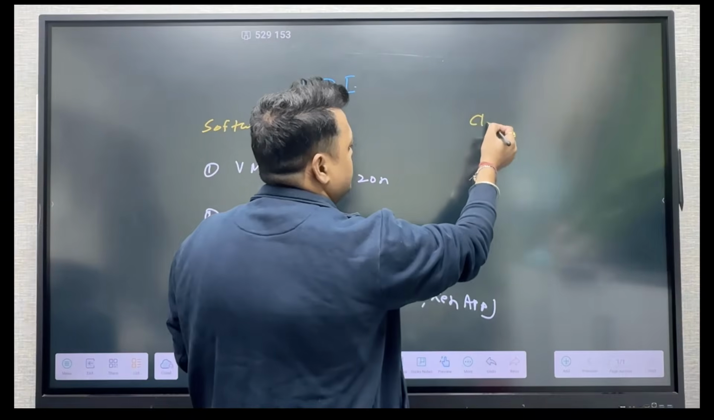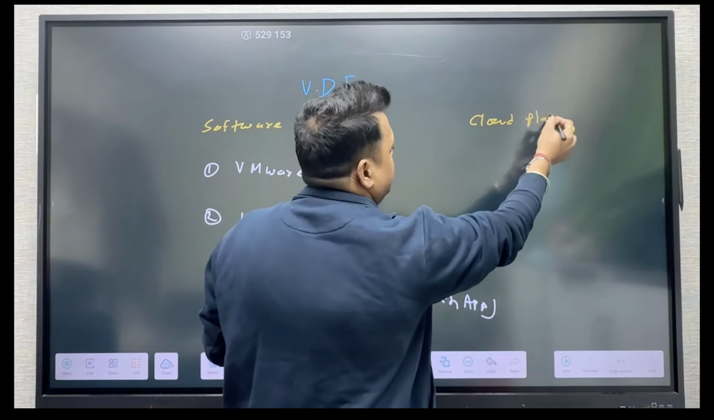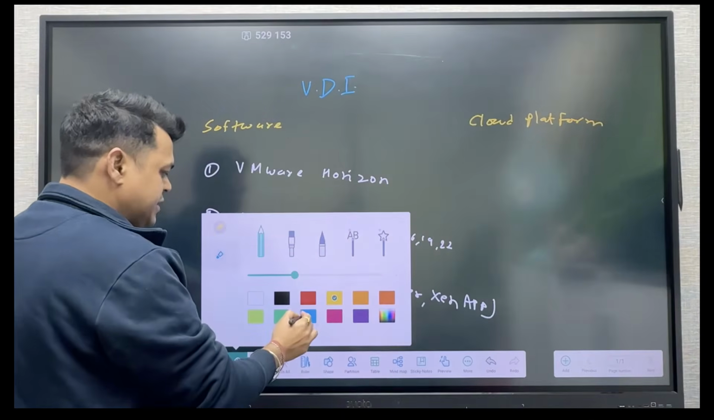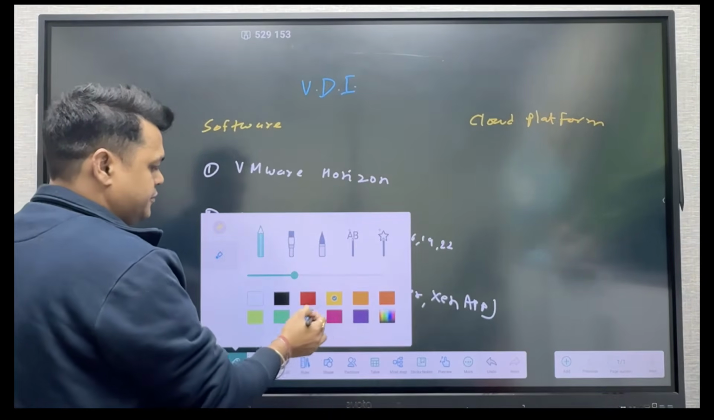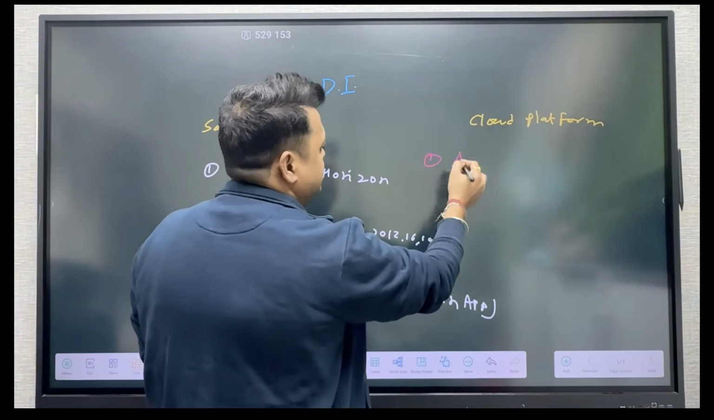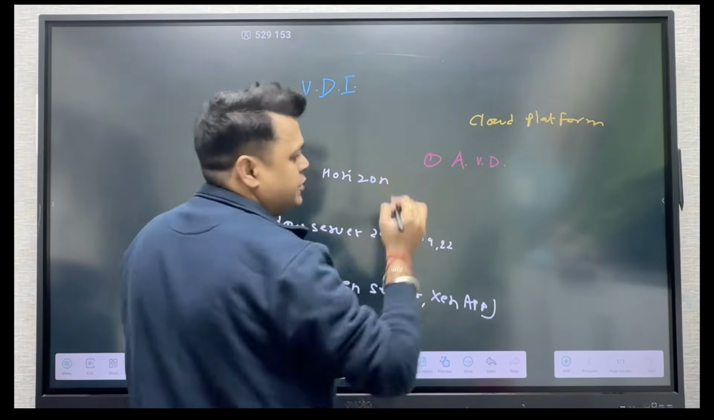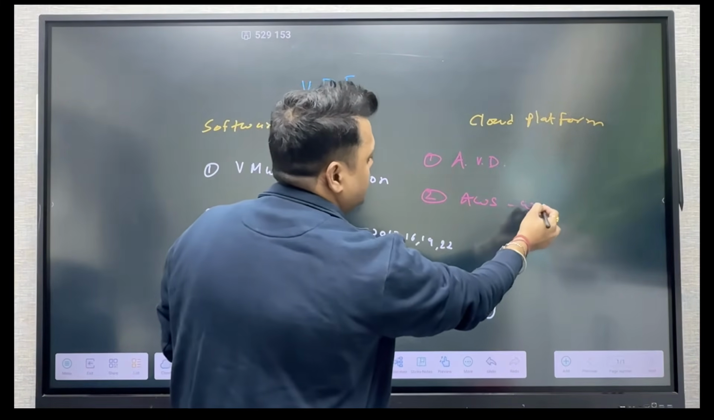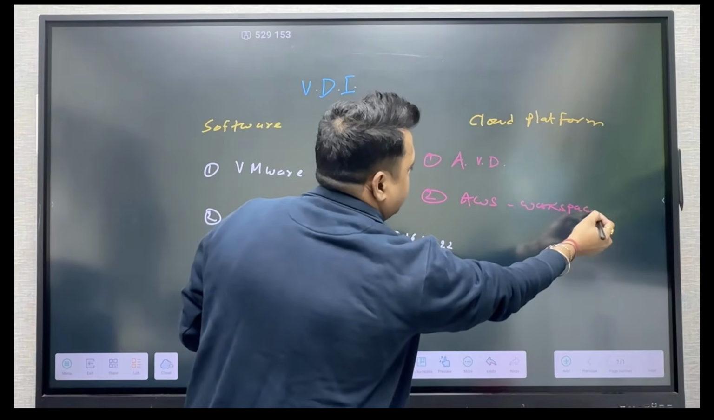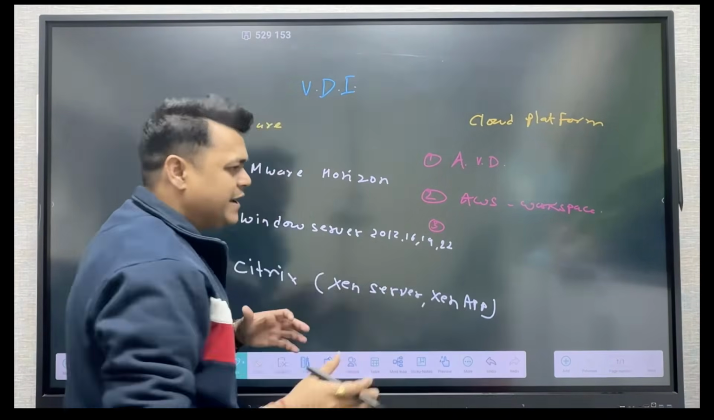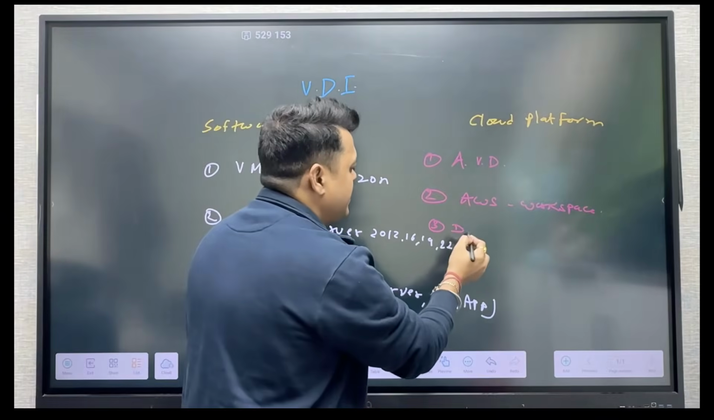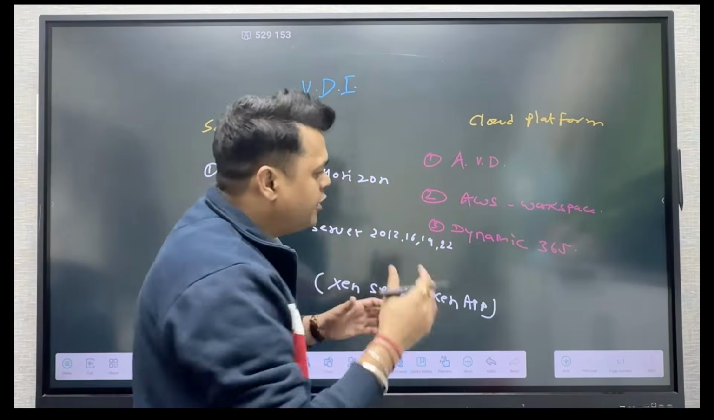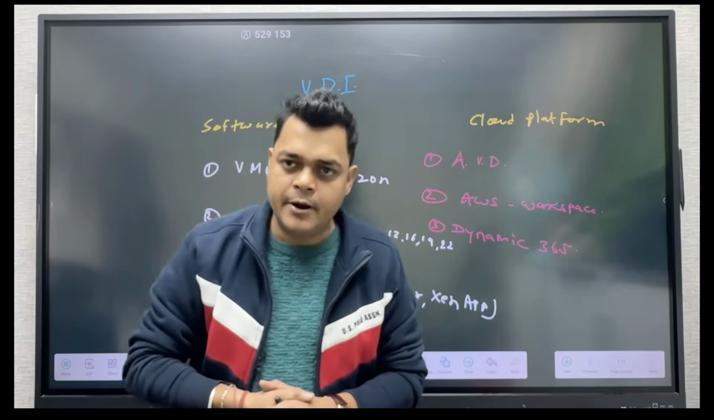Talk about the cloud platforms that give us the option to establish a VDI solution. Over a cloud, we can set up VDI infrastructure with the help of Azure Virtual Desktop. I'm talking about AVD. And number three, AWS can also give us the option, WorkSpaces, right? And not exactly as a VDI, but Dynamics 365 also works like a VDI solution, right?